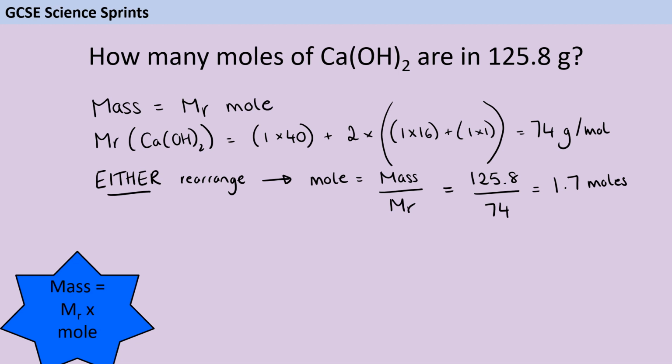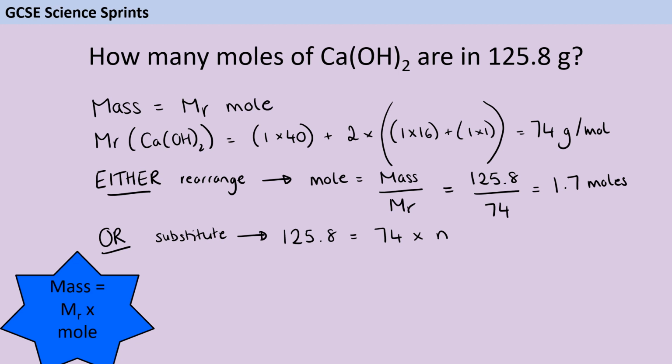But if you're not very comfortable rearranging equations, maybe if you're someone who in your physics exams tends to draw a lot of triangles, which I would really encourage you not to do, but it is a valid method, then instead of rearranging, you can also substitute. So basically we write out mass is Mr times mole, and then we put in the numbers that we already know. So we're going to say that 125.8 is 74 times n, because n is the symbol for moles. If you want to write moles, that's fine.